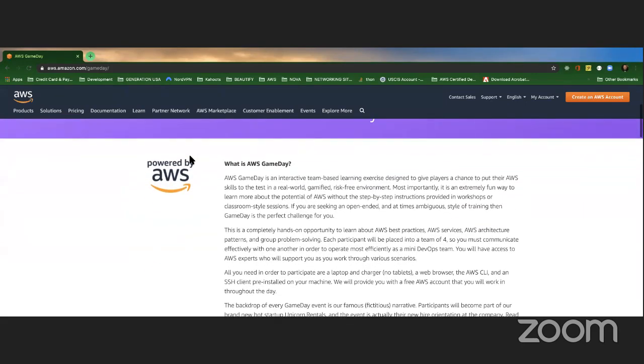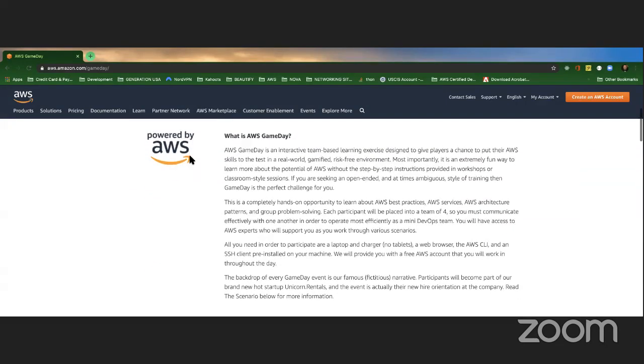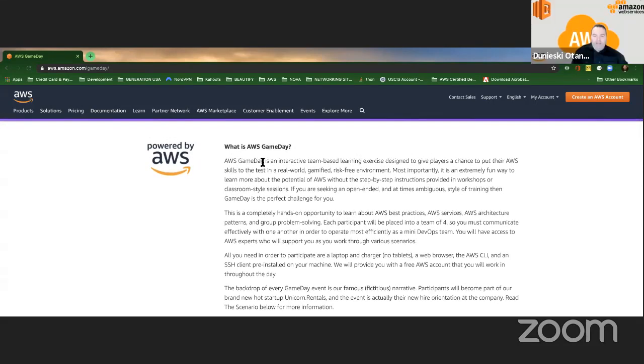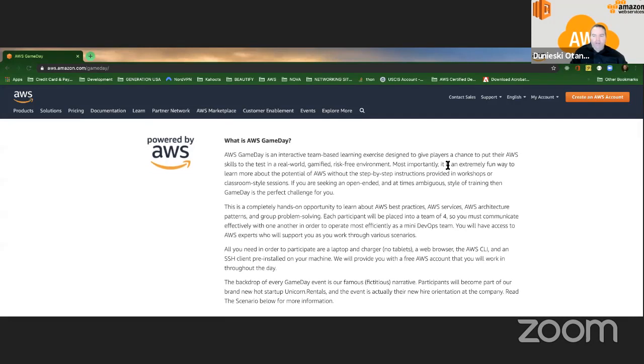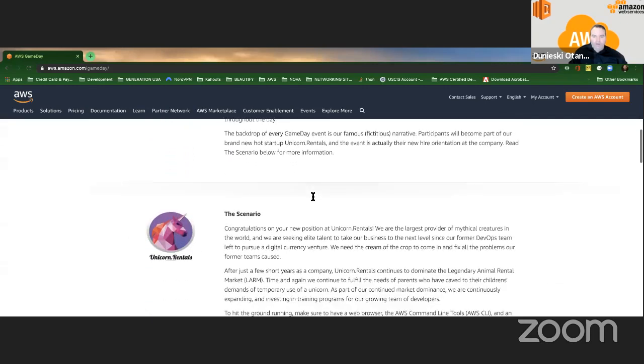I've seen intercompany hackathons, but a game day is an interactive team-based learning exercise designed to give players a chance to put their AWS skills to the test in a real-world, gamified, risk-free environment. Most importantly, it is an extremely fun way to learn more about the potential of AWS without the step-by-step instructions provided in workshops or classroom-style sessions. If you're seeking an open-ended and at times ambiguous style of training, then game day is the perfect challenge for you.